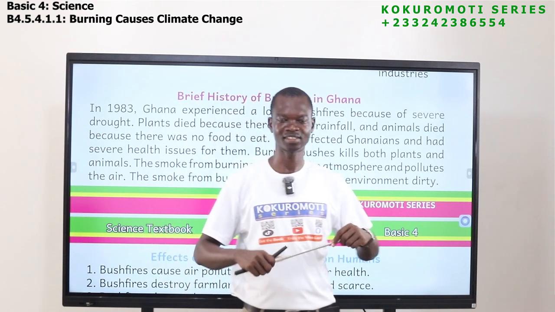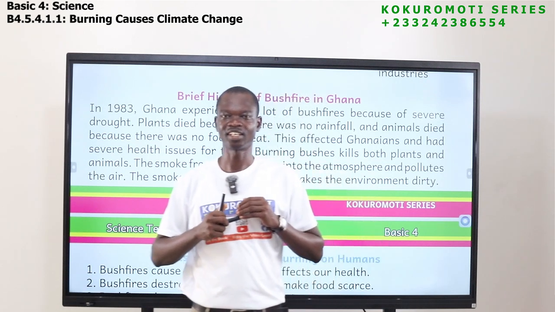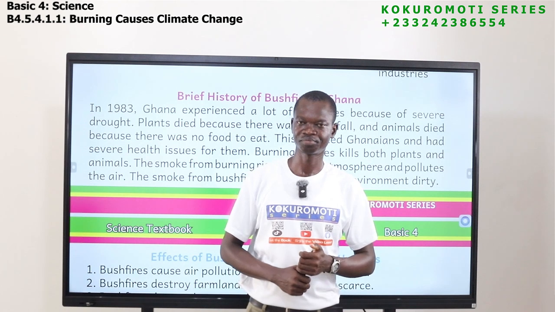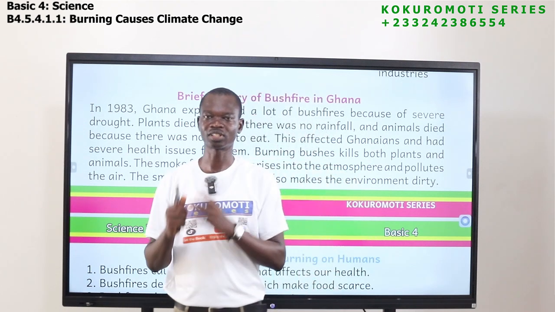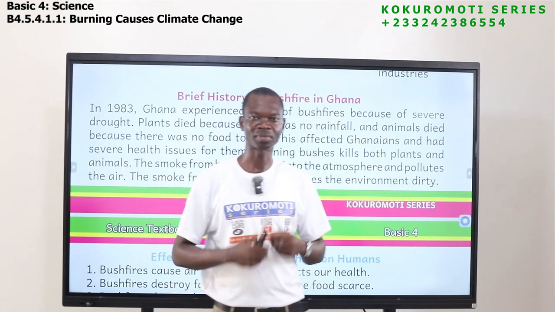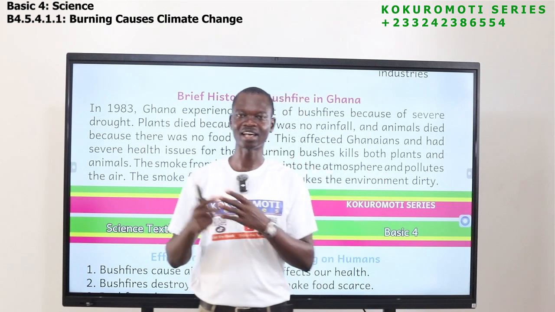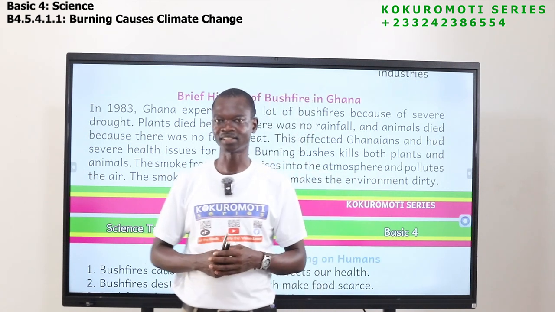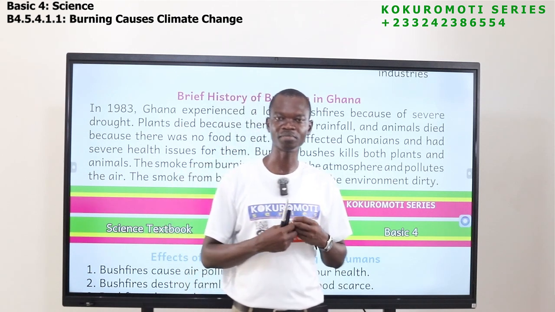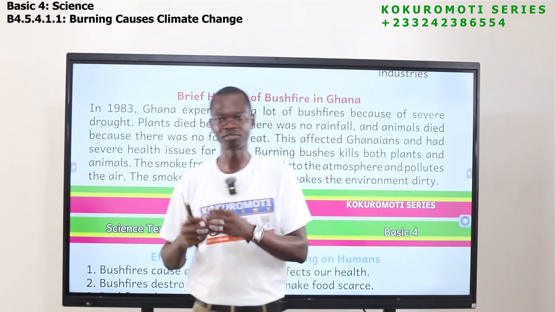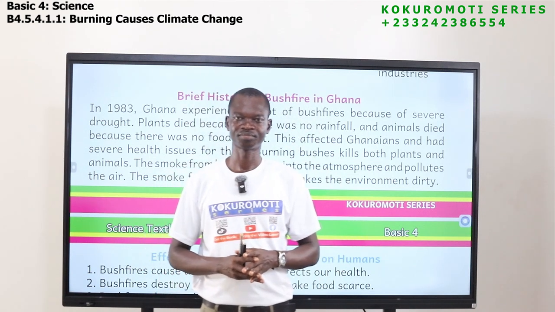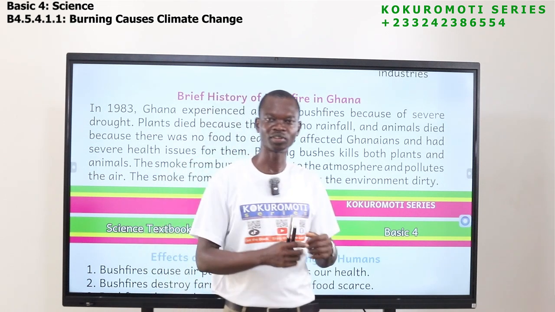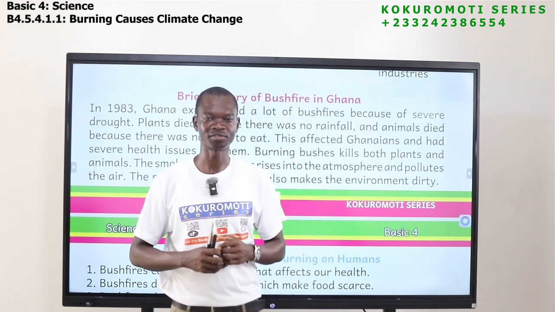food was so scarce in Ghana. It's because there was no rainfall. There was total drought. And because of that, plants started dying. They were not bearing fruits. They were not yielding anything. They were dying. You know, human beings and animals, we get our food from plants. So these plants were dying. Animals were not getting food. Human beings too were not getting food.